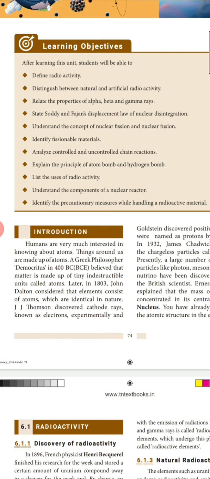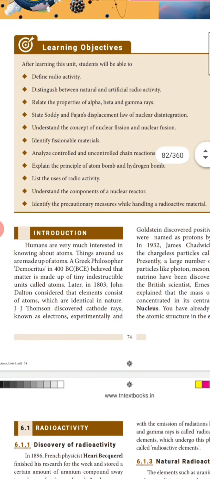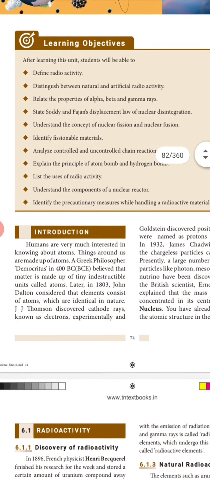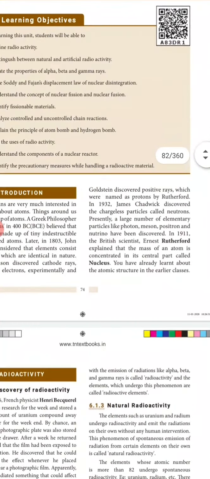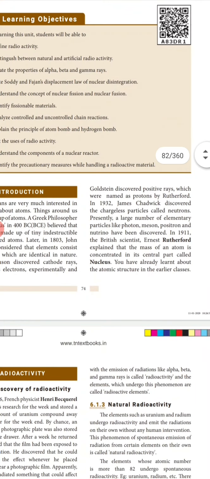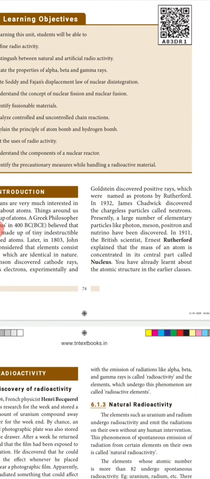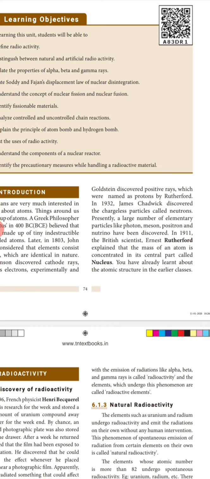J.J. Thomson discovered cathode rays, known as electrons, experimentally, and Goldstein discovered positive rays which are named as protons. So who discovered cathode rays? J.J. Thomson, that is electrons, and protons were discovered by Goldstein, and Chadwick discovered the neutron. Who discovered the neutron? Chadwick. Presently a large number of elementary particles like photon, meson, positron, neutrino have been discovered. The neutrino spelling is wrong over there.